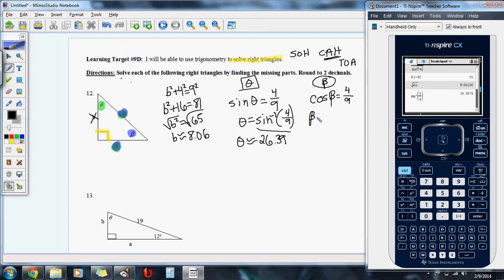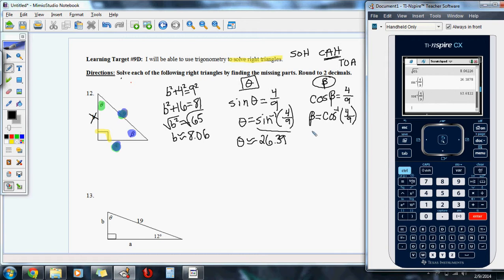Again, magic wand time. Not really a magic wand, but you're just telling the calculator, hey, calculator, I'm looking for an angle. I know the ratio of the sides is 4 to 9. So then we go to our trusty calculator. Trig is cosine inverse. And then this time we type in 4 divided by 9. We hit enter, and beta is approximately 63.61 degrees. I really should have put degrees in that other one, sorry.